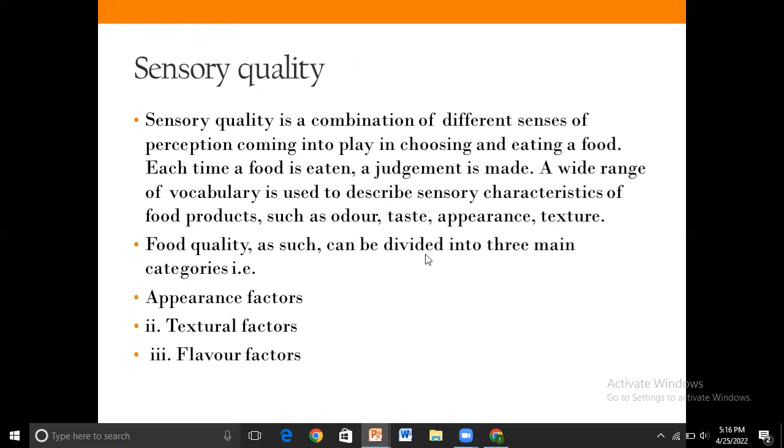Each time a food is eaten, a judgment is made, right? A wide range of vocabulary is used to describe the sensory characteristics of food products, such as odor, the smell, the taste, appearance, texture, etc. So mainly you can categorize them into three: appearance factors, textural factors, and flavor factors.